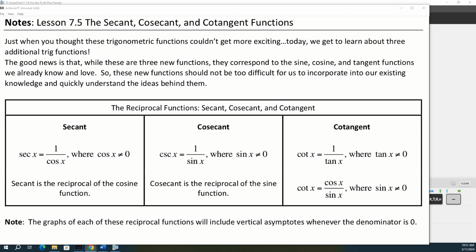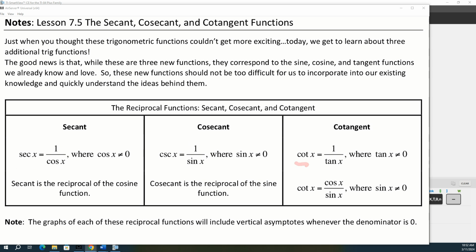And people have a hard time remembering that. So remember that secant and cosine go together and cosecant and sine go together. So just try to remember that S is going to go with C. And then hopefully you'll get that. And then the tangent and cotangent are reciprocals of each other.